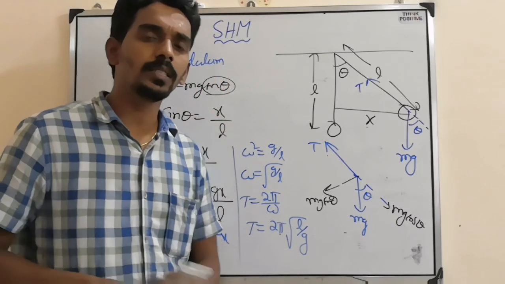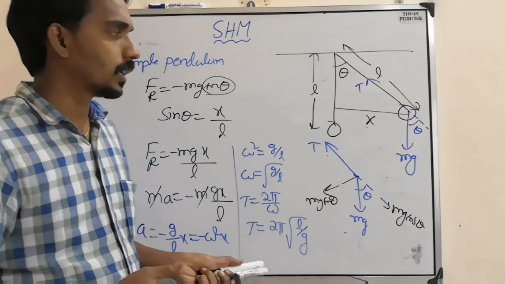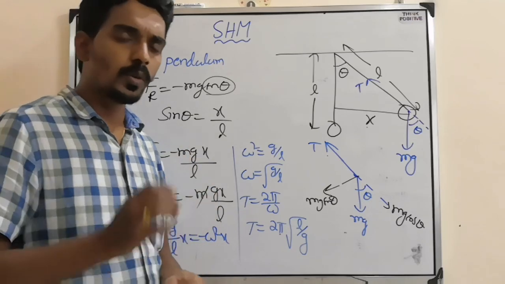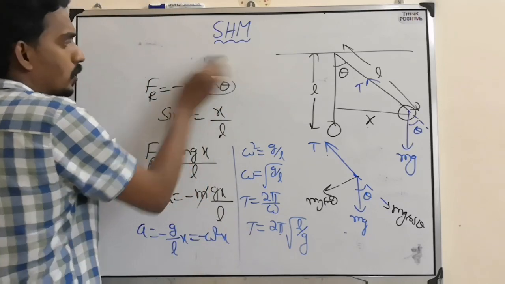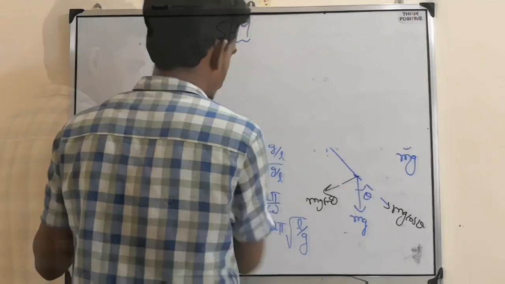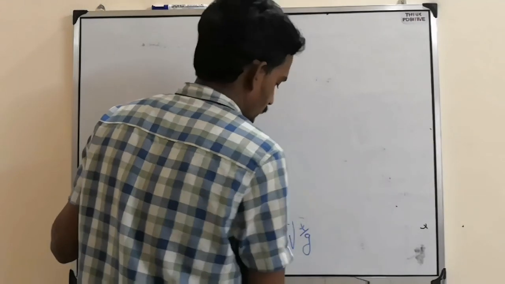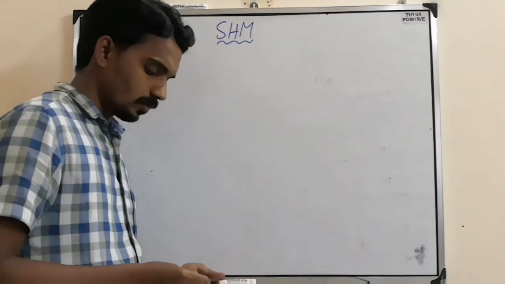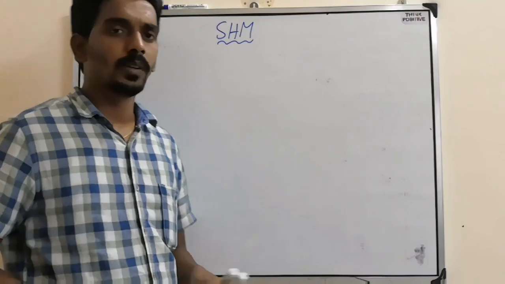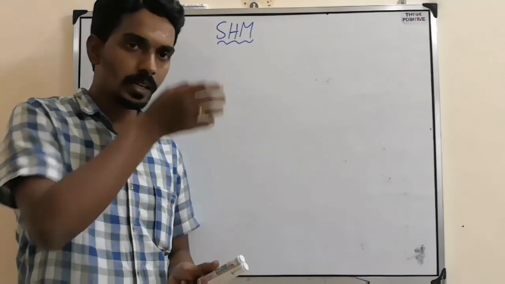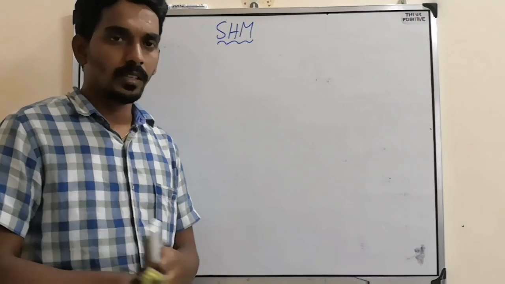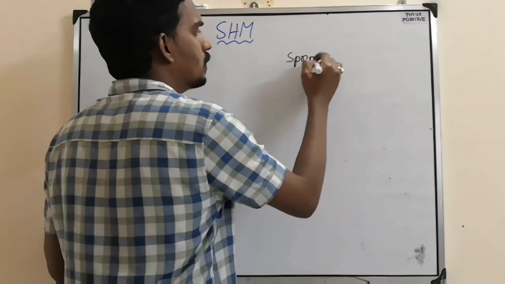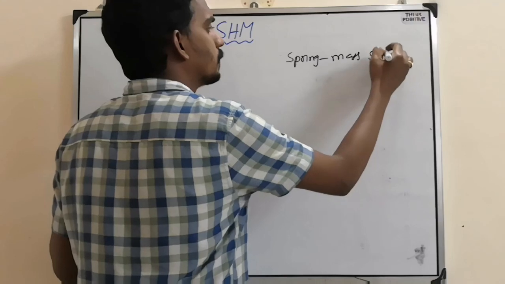So based on these two cases, direct questions can come. But also there are some application based questions that will come based on these two cases. So what are those application based questions? Let us try to understand now. Now the questions will be based on applications of the simple pendulum and spring mass system. First let us consider the spring mass system.